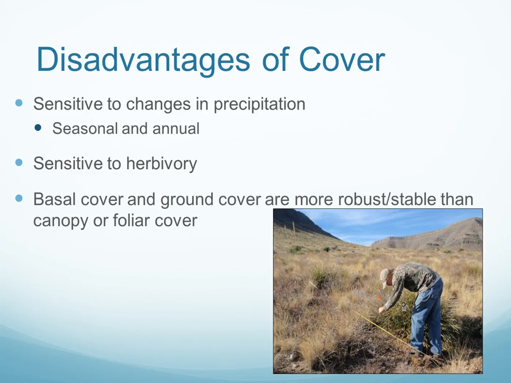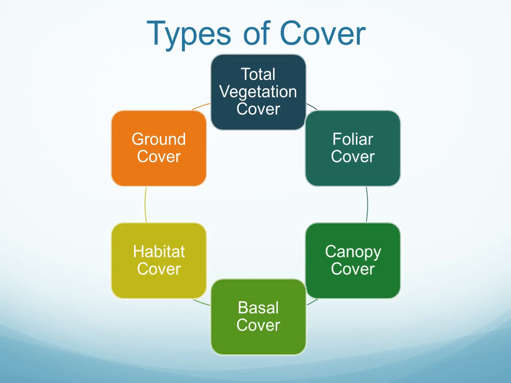Now, those comments are specific primarily to canopy cover, and so often we will measure basal cover or ground cover because these are more robust or stable under changes in precipitation and herbivory compared to canopy and foliar cover. So let's examine different types of cover.